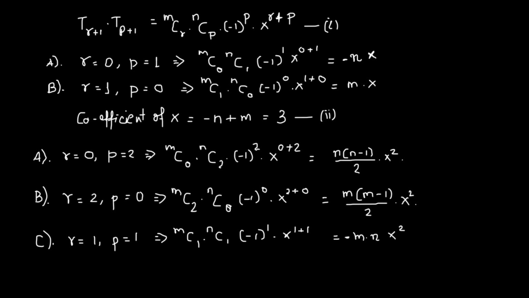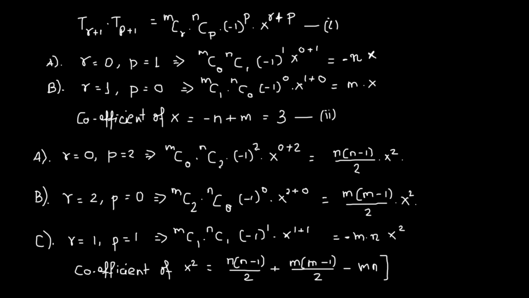So to find out the coefficient of x squared, we get the coefficient of x squared to be the sum of the 3, which will be n times n minus 1 over 2 plus m times m minus 1 over 2 minus m times n, the whole thing. So this is going to be the coefficient of x squared, and this value is equal to negative 6.